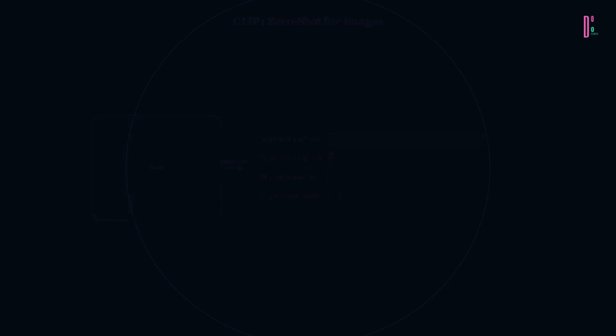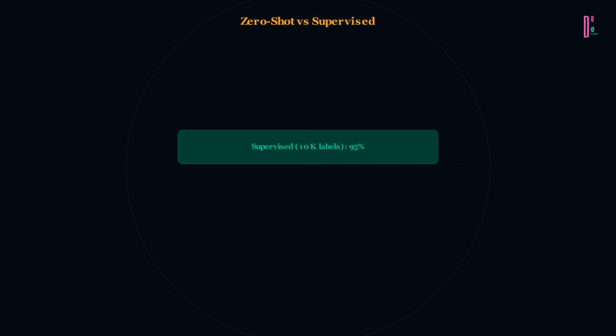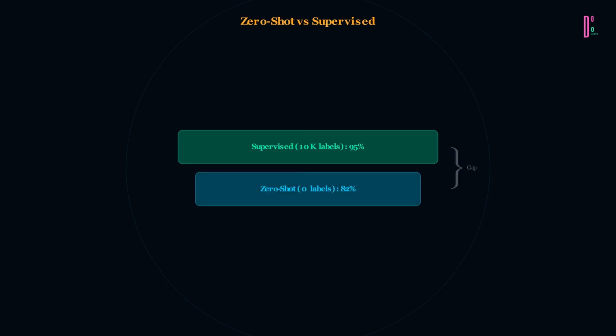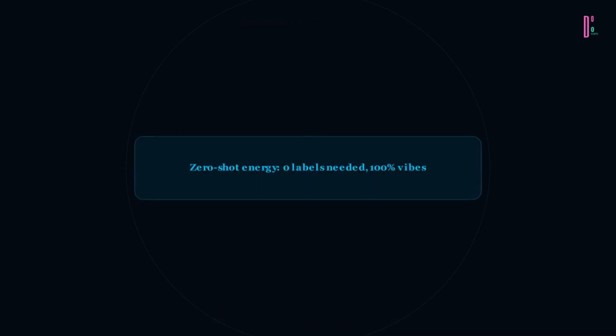CLIP took this into images. Show it any picture with any text description, and it rates how well they match. 0 labels. 0 training data for the specific task. Is zero-shot as accurate as supervised training? Usually no, there's a performance gap. But here's what matters. When you have no labeled data, 82% accuracy from zero-shot beats 0% from a model you literally cannot build.